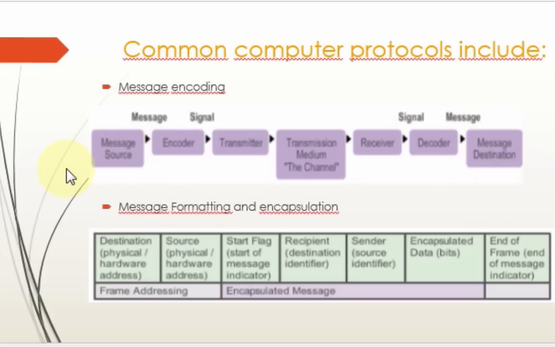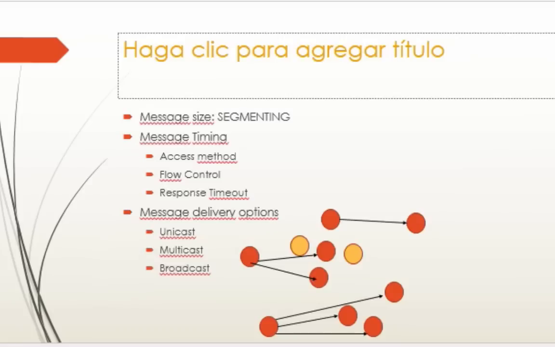The message formatting and encapsulation means that each computer message is encapsulated in a specific format called a frame, therefore before it is sent over the network. The format and contents of a frame are determined by the type of message being sent and the channel over which it is communicated. Messages that are not correctly formatted are not successfully delivered to or processed by the destination host.